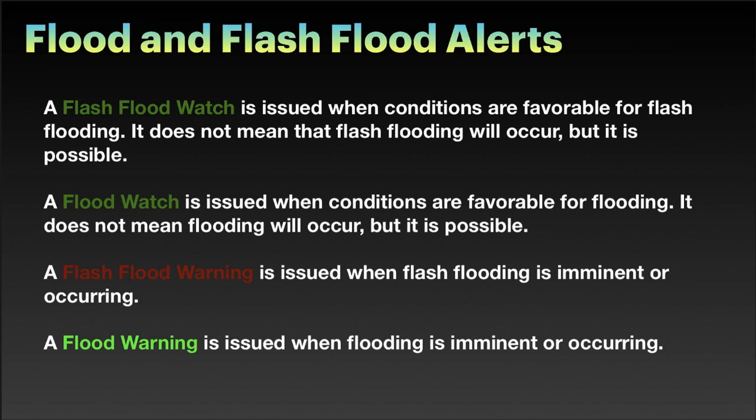First, let's go over the alerts for flooding and flash flooding. A flash flood watch is issued when conditions are favorable for flash flooding. It does not mean that flash flooding will occur, but it is possible. A flood watch is issued when conditions are favorable for flooding. It does not mean flooding will occur, but it is possible. A flash flood warning is issued when flash flooding is imminent or occurring. A flood warning is issued when flooding is imminent or occurring.